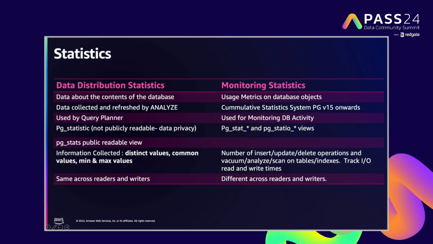One more point: because these are usage stats, they would be different between the primary and the replica instances, because the read-only queries would be executed on the reader, so that will have different stats. But the distribution stats are the same across readers and writers, because the data is not different between primary and replica, so we don't have to execute analyze on a replica.